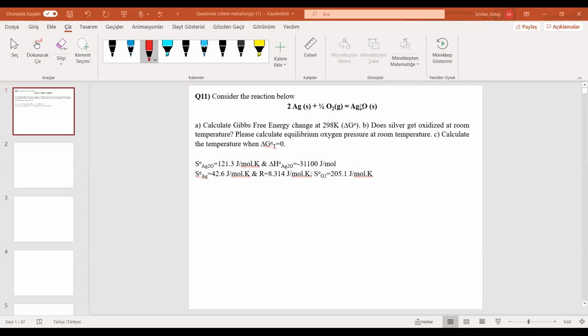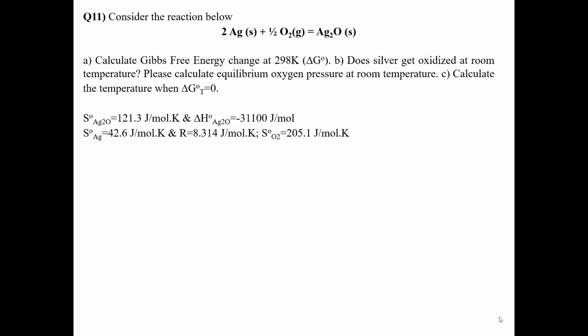Hello everybody. Today we are going to solve question number 11. Consider the reaction below: 2 silver gets oxidized to form silver oxide solid. A, calculate the Gibbs free energy change at room temperature, 298 Kelvin. B, does silver get oxidized at room temperature?